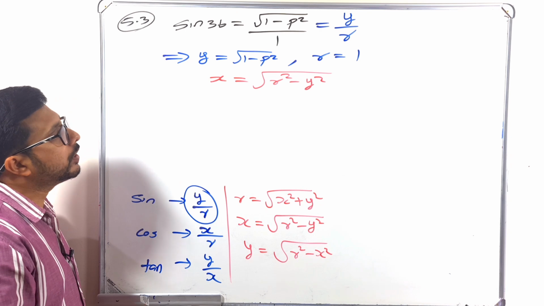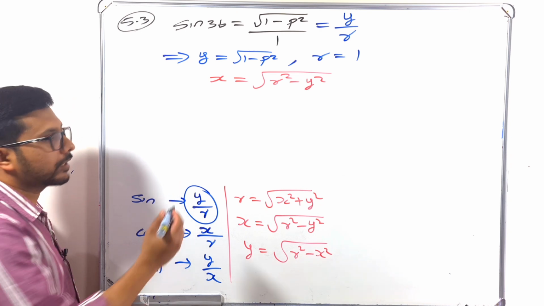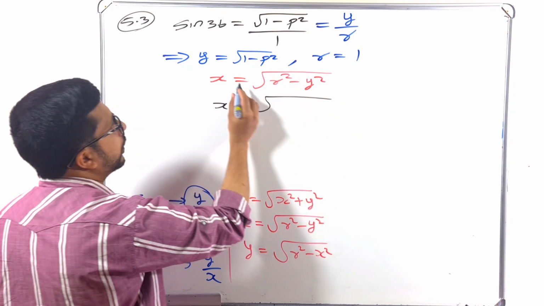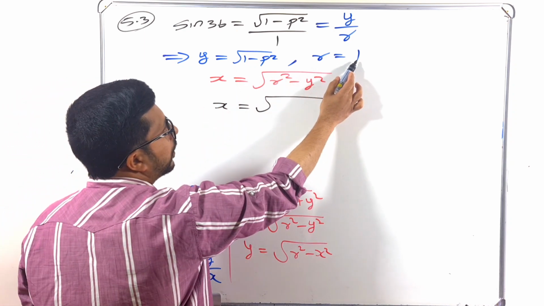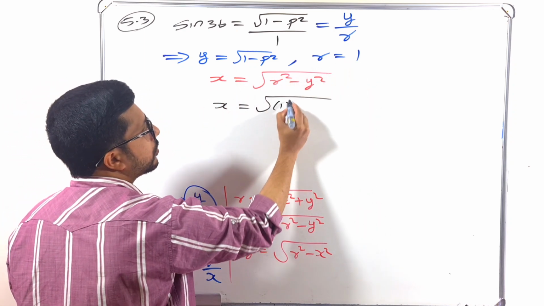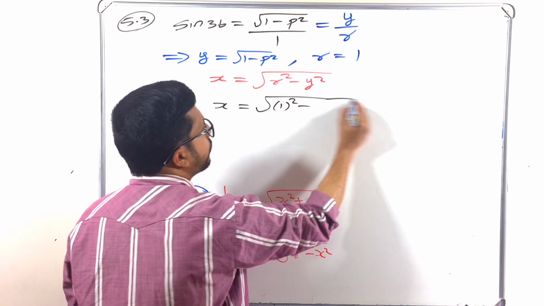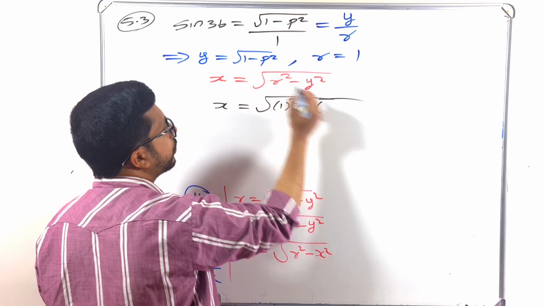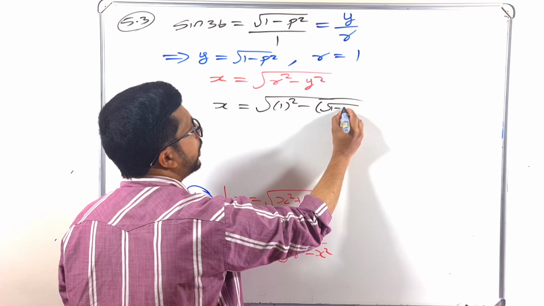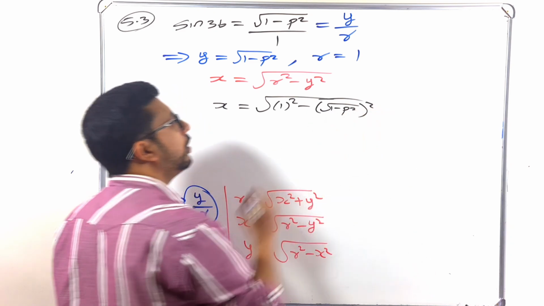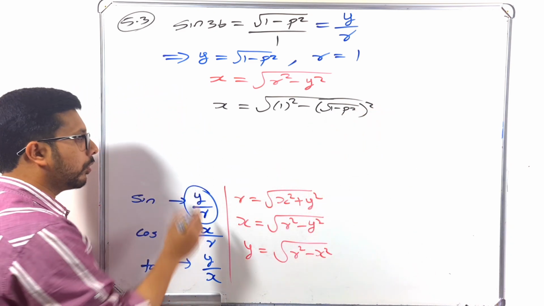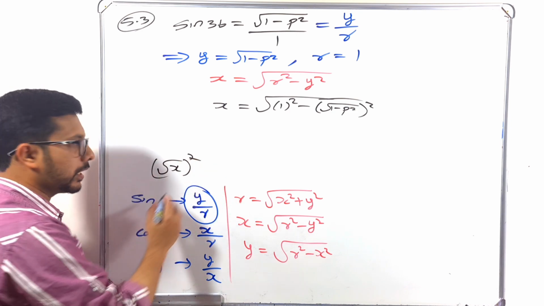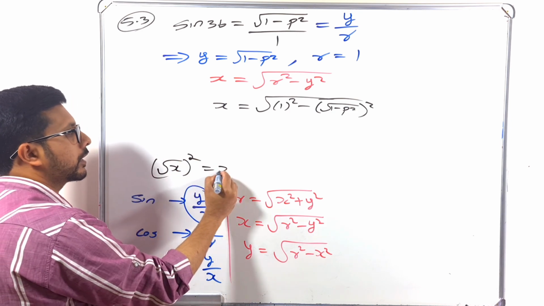Now here we have to find the value of x. So x is equal to root of r square. R is 1, so it is 1 square minus, what is y? Y is root of 1 minus p square, the whole square. So for example, square root of x the whole square, what is the answer? That is x.